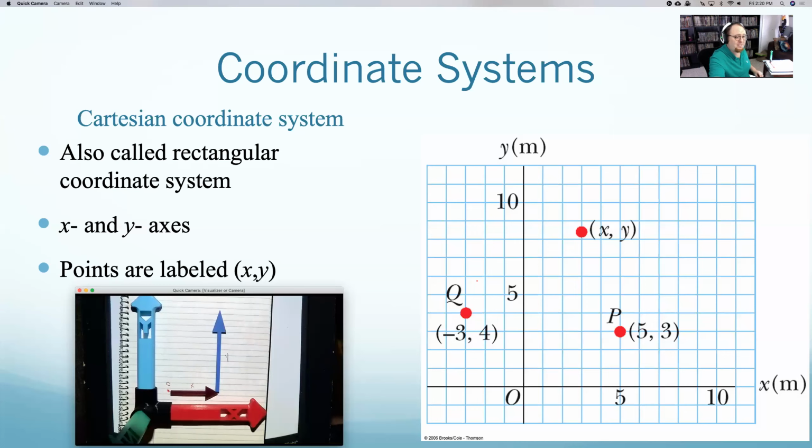When we're doing physics, we always want to work in a Cartesian coordinate system. Talk about how far something moves in X, how far something moves in Y.